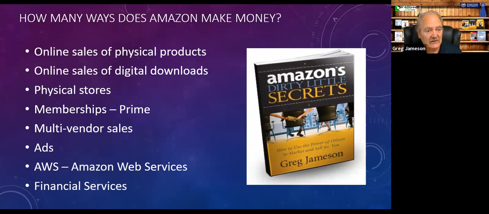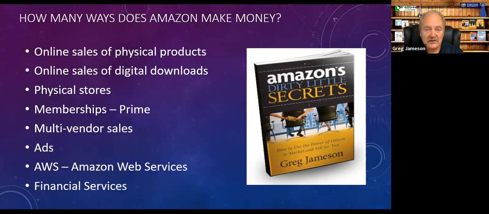They sell online physical products. That's probably what most people think of: you go to Amazon, you buy a book, you buy a toaster, whatever it is you're going to do. They also have digital downloads that you can buy, whether that be ebooks, music, whatever. Amazon has physical stores as well. They have a membership site. Their membership program is called Prime, and you get all kinds of benefits with it in addition to the 2-day free shipping. They have multi-vendor sales.